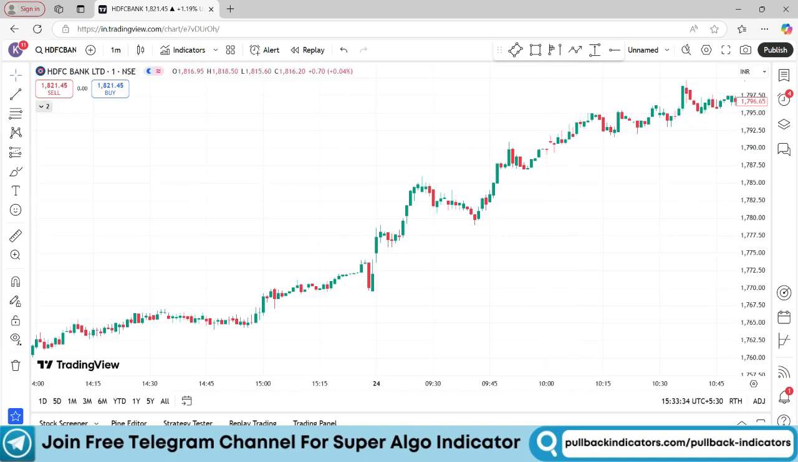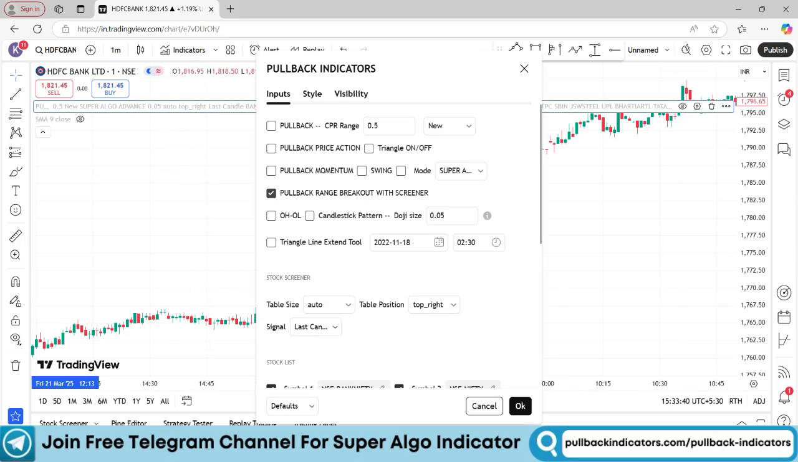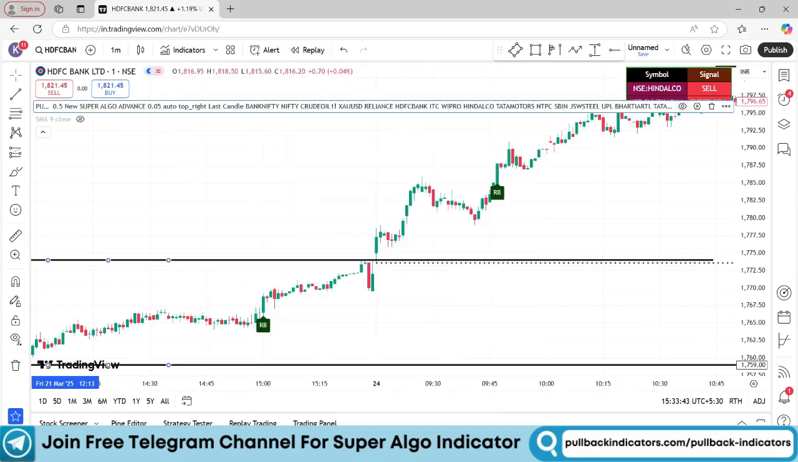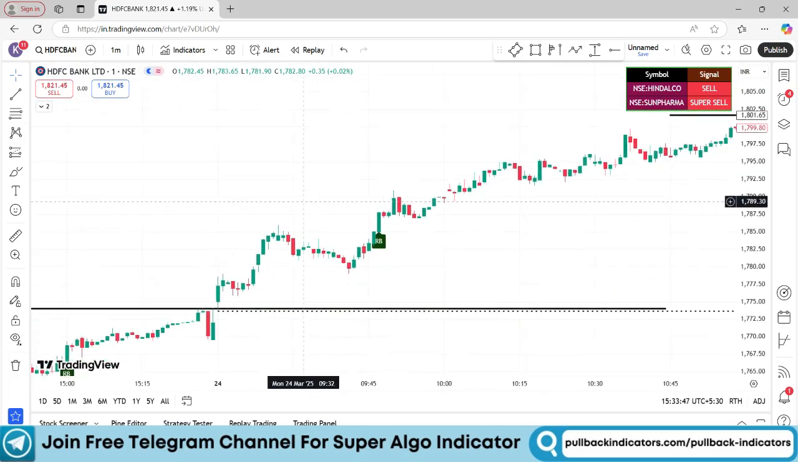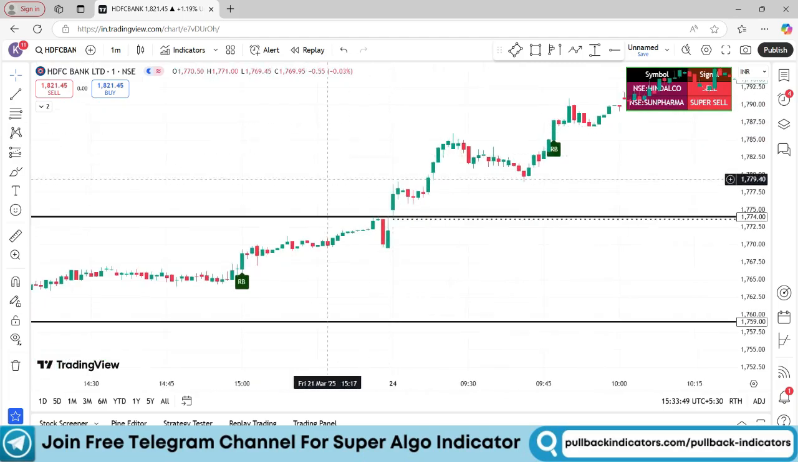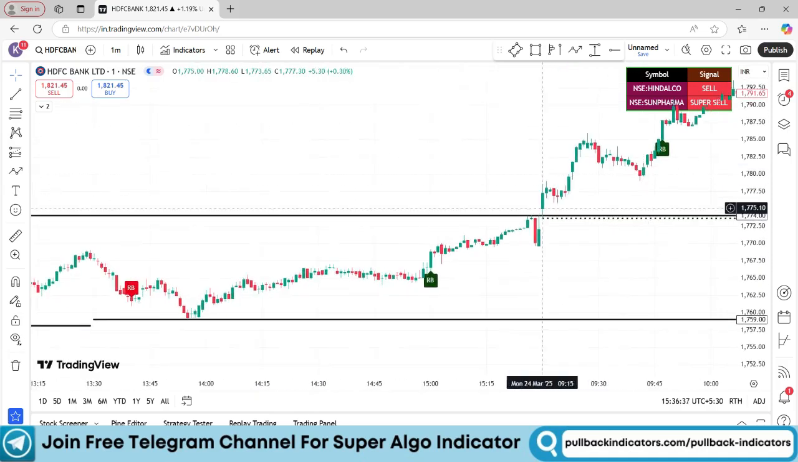Now for executing this strategy, we will need the help of an indicator, that is the pullback indicator, and the version we will use is Pullback Range Breakout with Scalars. Just press OK and the indicator will be plotted. So this is the indicator. It looks like this, and we only have to understand the concept of retesting and breakouts and how we will be executing the trade. So now let's discuss the strategy.